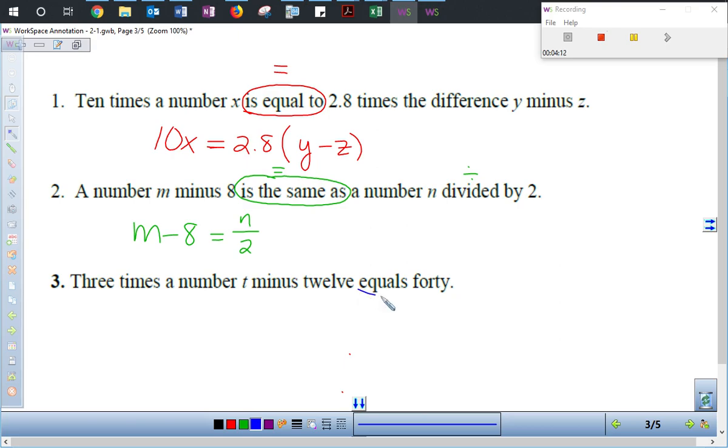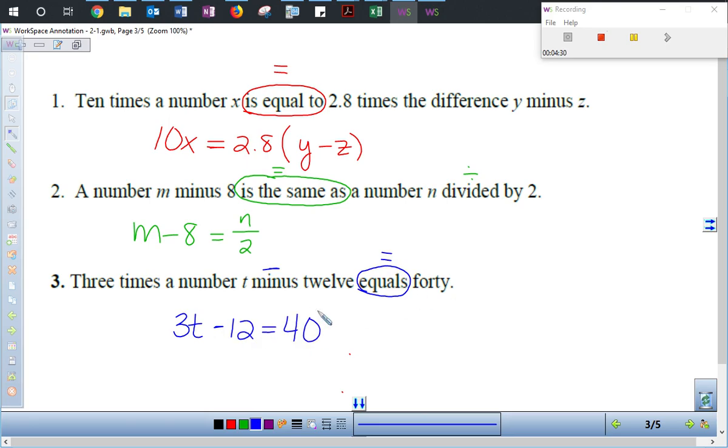This one's pretty easy because equals represents the equal sign. On the left side, we want 3 times the number t. We can definitely write that. 3 times the number t minus 12 equals, and on the right side we just have 40.